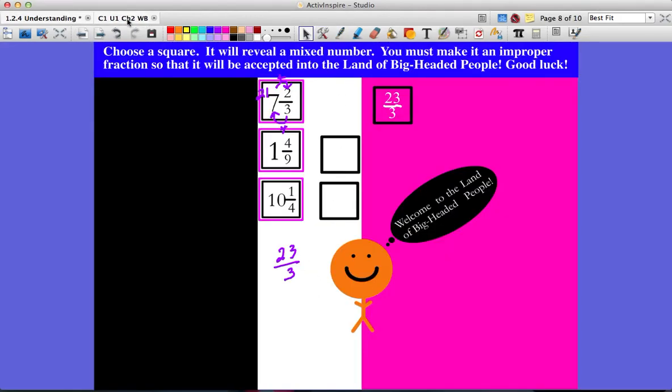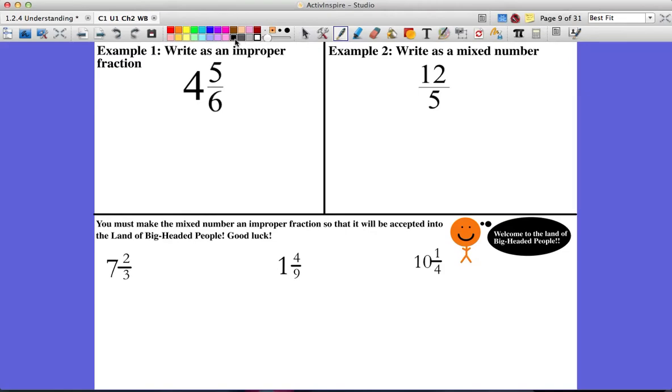All right, so 1 4/9, and I'll actually show you this in your notes so you can see what it would look like. I'm fine if you show your work like this and say, I have to do 1 times 9 plus 4, and I get 13 over 9.